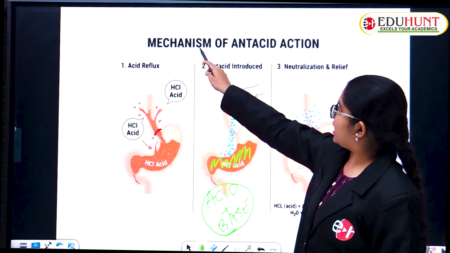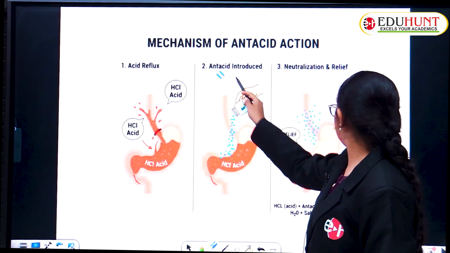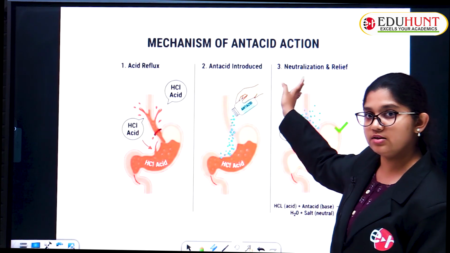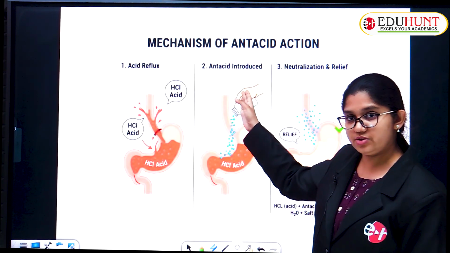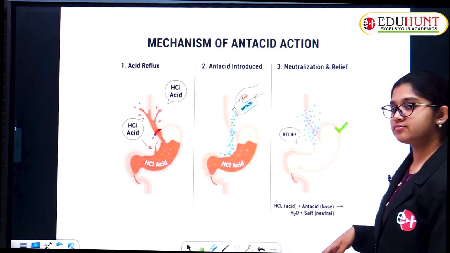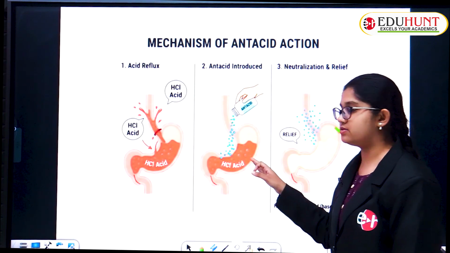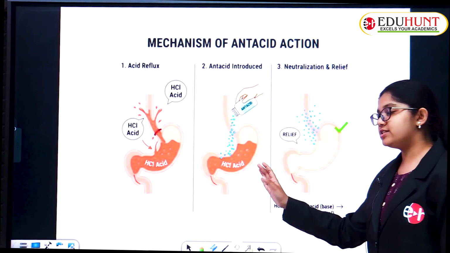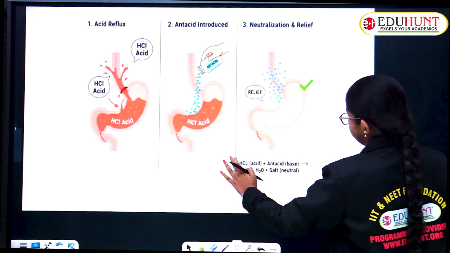Now the mechanism of antacid, I'll show you clearly. See, mechanism of antacid action. First step is acid reflux. Second is antacid introduced, which we take in. Third is neutralization and relief. If you observe, HCl is present in the stomach, and if we take antacid, it reacts with the acid. Acid plus base gives salt plus water, and after some time you feel relief because of this neutralization reaction.